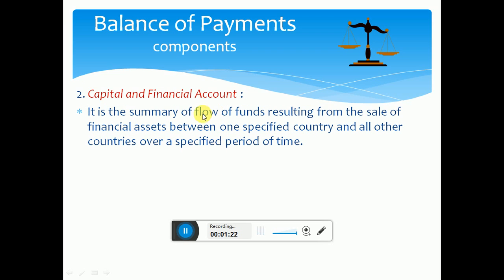See, in the current account, our main focus was the sale of goods and services, then the factor income, and then the transfer payments. But here in the capital and financial account, our main focus is the sale of financial assets. Means the main focus here is on investments.